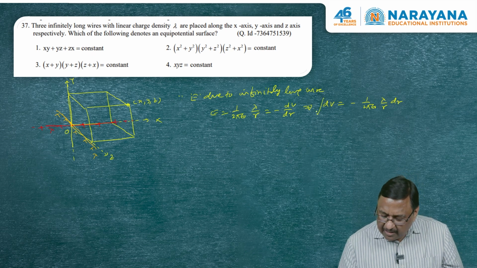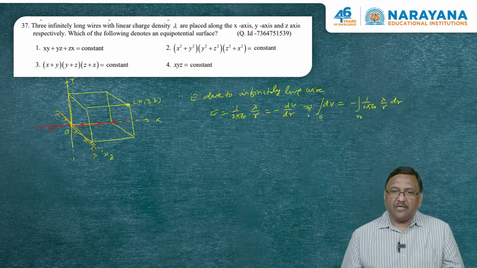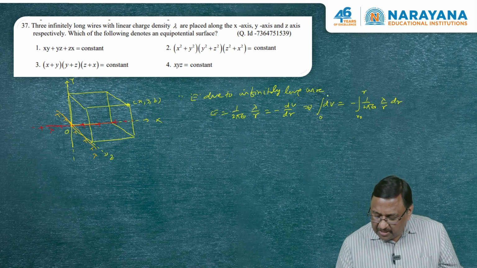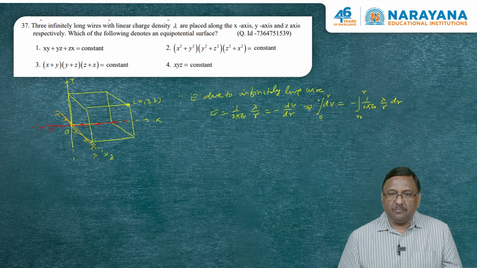If I want to integrate it, let me say my reference potential is at some distance r naught, and the potential is going to be 0 at this reference position r naught. Similarly, I want to find my potential at some distance r, so let me write V at some distance r.